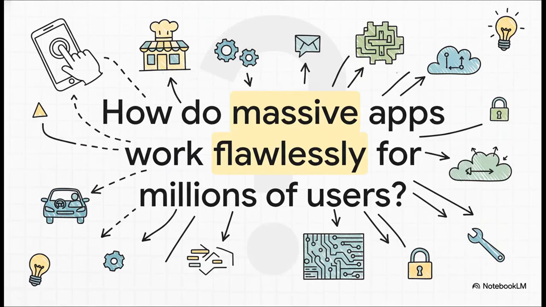I mean, have you ever really thought about it? You tap a button on your phone, and this whole incredibly complex chain of events just kicks off, perfectly connecting you, a restaurant, and a delivery driver all in real time. How on earth does a system like that stay fast, secure, and reliable, especially when they're adding new features constantly? Well, the answer isn't magic, that's for sure. It's all about the blueprint.